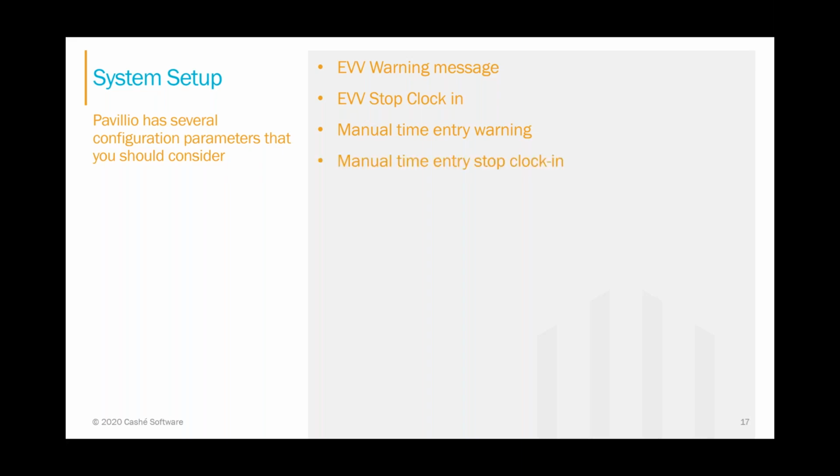Manual time entry is a similar process to EVV, but this is more for your living caregivers or folks who are using that manual time entry option. The system will display again that warning message that the units are reaching that threshold, and will stop clock in once that is reached. Next, the grace period for clocking scheduled shifts.